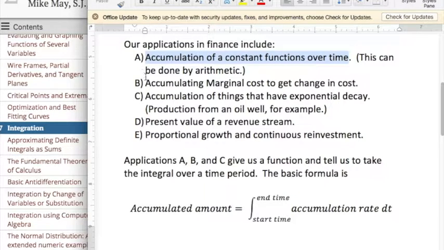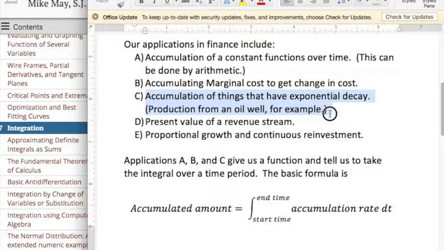an integral. Accumulating marginal change is one where we expect to have a non-constant marginal cost function, and I'd like to know what the change in cost is from one place to another. So to get back to the original function from the marginal function.